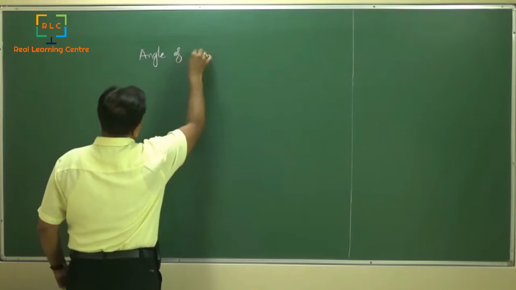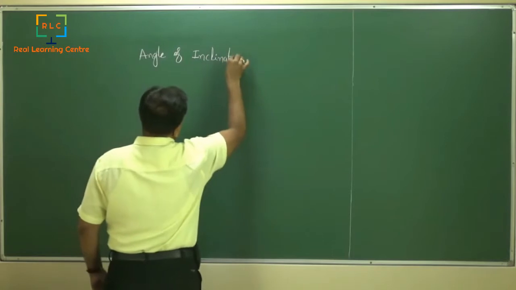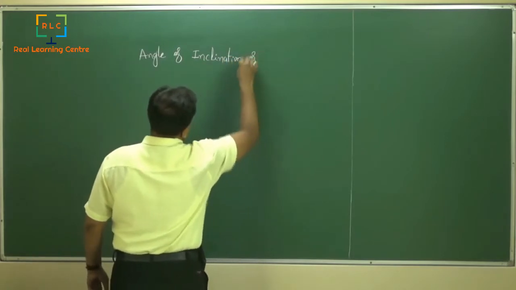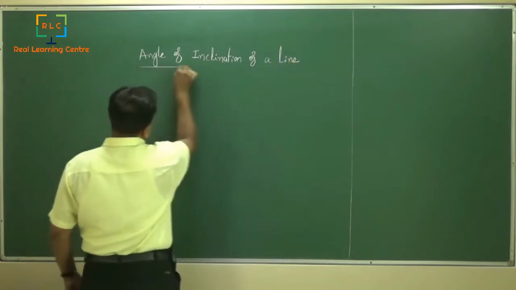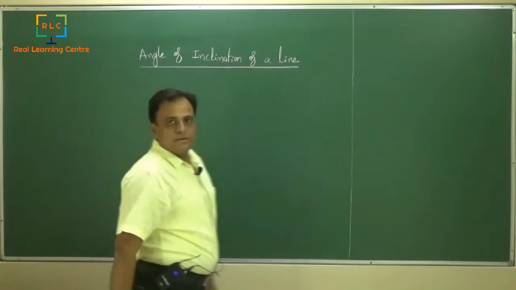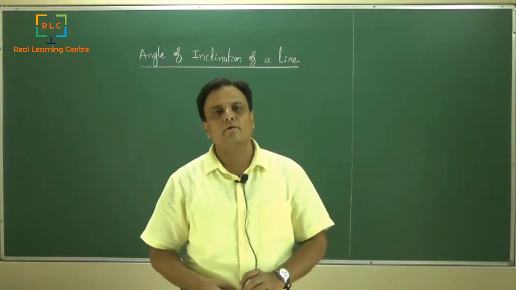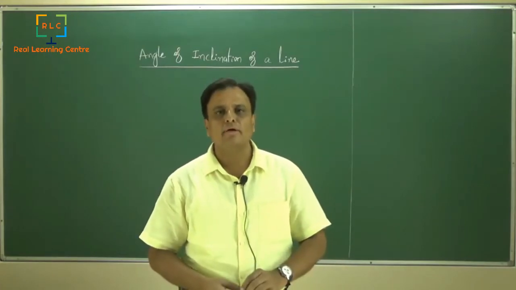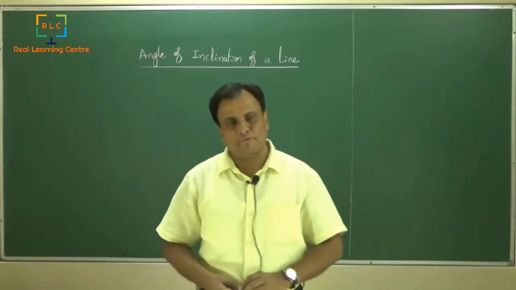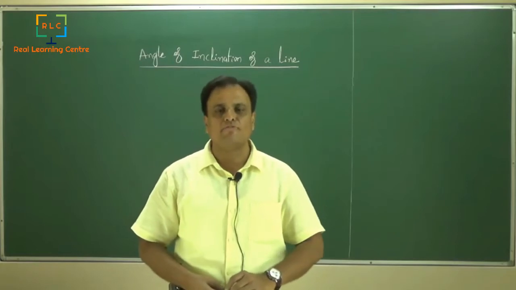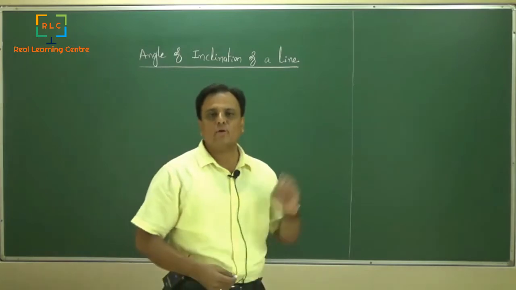Angle of inclination of a line. Before defining slope, one must have a correct idea of angle of inclination of a line. Once you are aware of angle of inclination of a line, it is very easy to define slope of a line. So let us start with angle of inclination of a line.